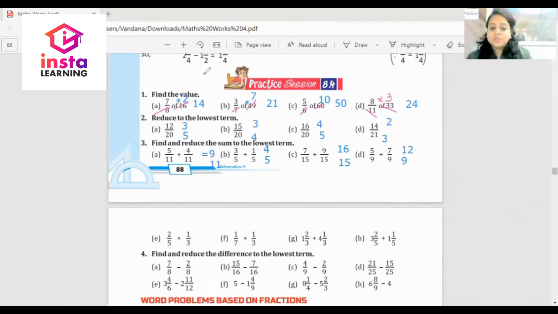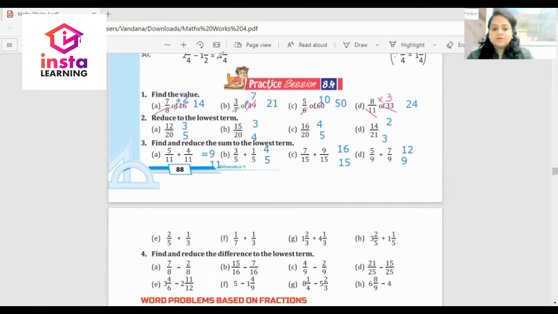Now reduce to the lowest term. So you have to reduce to the lowest term. Now 12 upon 20. Your numerator is 12, and denominator is 20. So reduce to the lowest term, you will get the answer 3 upon 5. Okay, you can divide both numbers by the number 4.